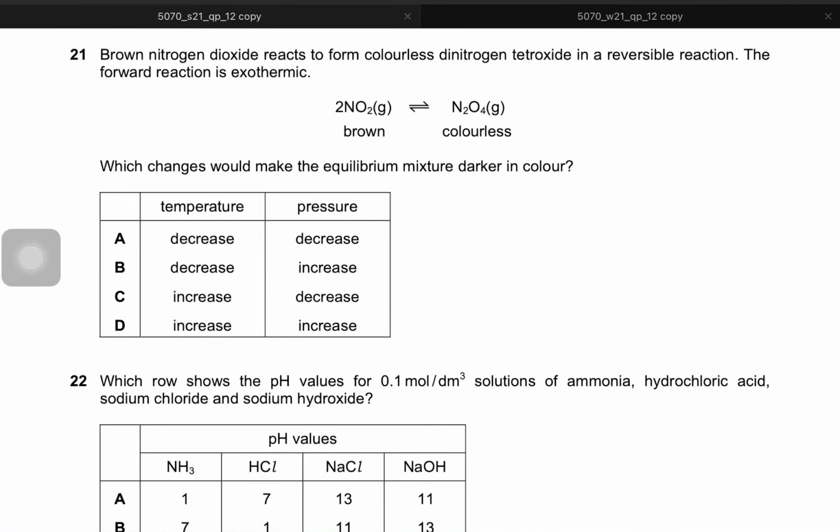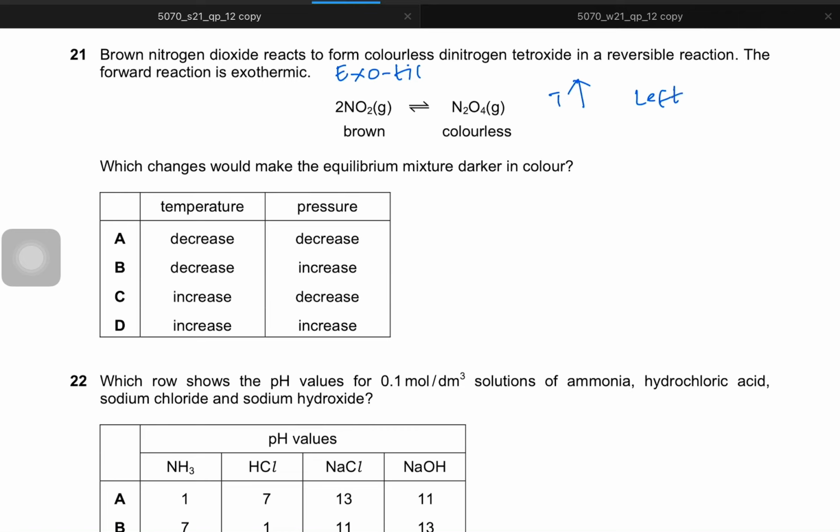So guys, let's continue from question 21 onwards. It says brown nitrogen dioxide reacts to form a colorless dinitrogen tetraoxide in a reversible reaction. The forward reaction is exothermic, so we know this already. In exothermic reactions, if you increase the temperature, the reaction goes to the left.